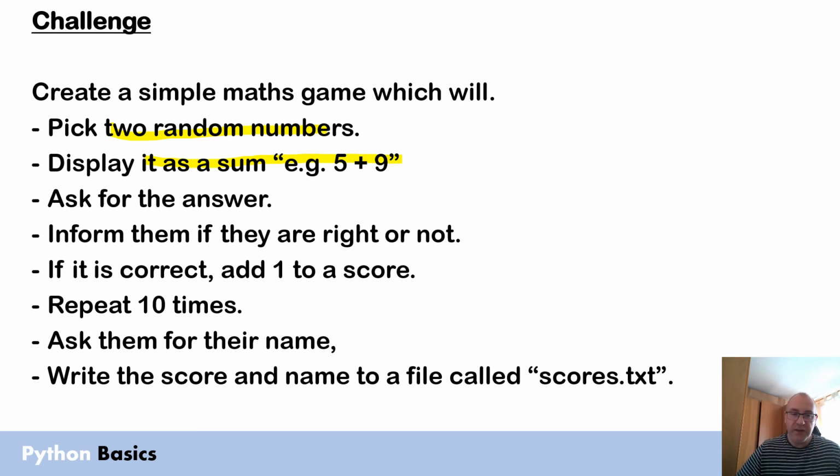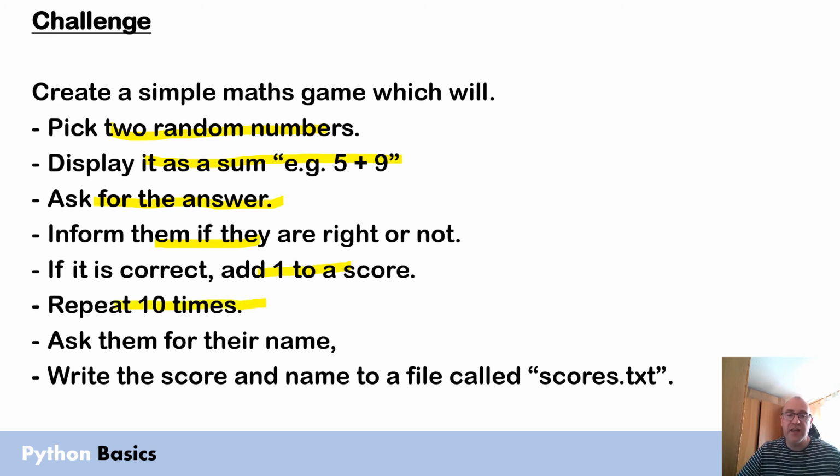It will then ask the user for the answer. Remember that needs to be cast to an integer. Then it will check to see if they're right or not. So you're going to need a selection statement, an if statement to check that. If it is correct, you need to add 1 to a score. So you're going to need a variable score, which will keep track of that.